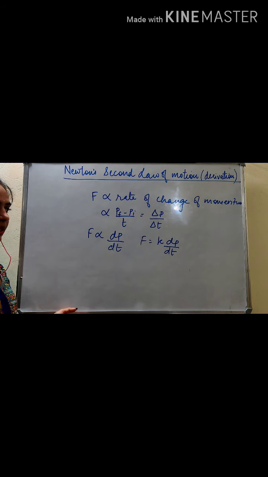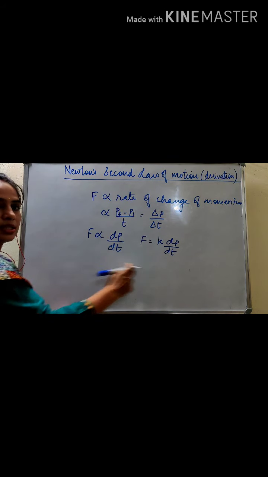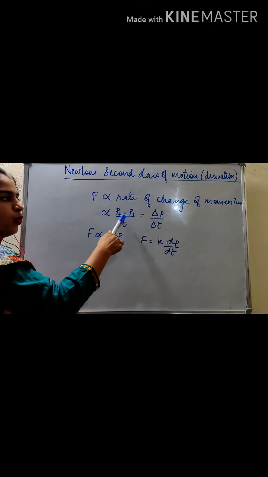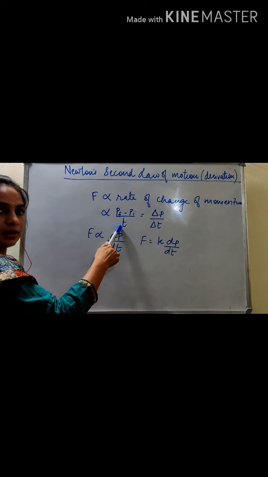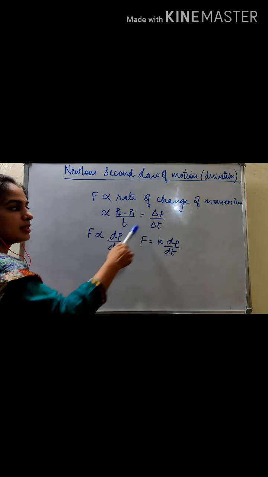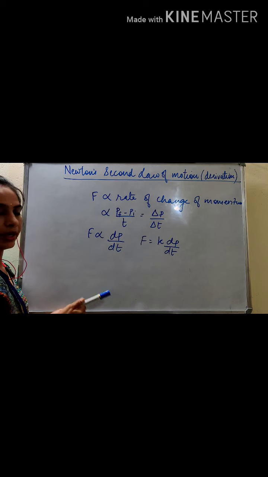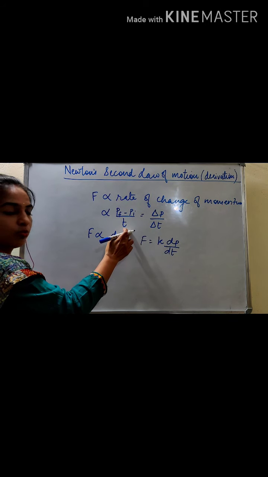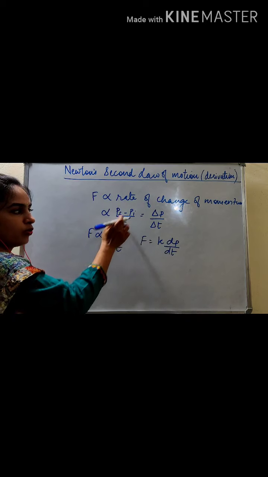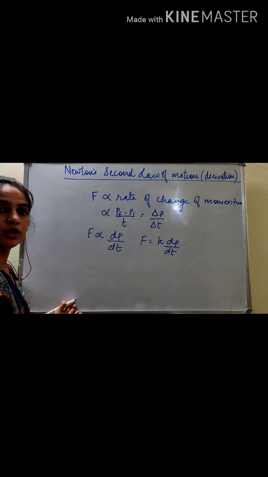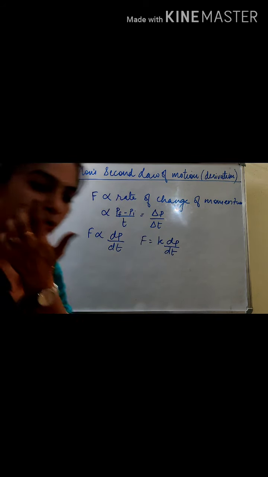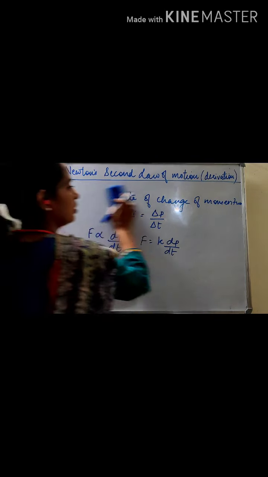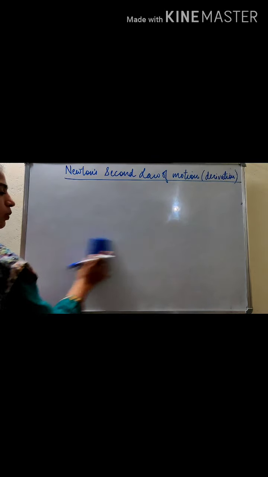The proportionality constant. Okay, so this is Newton's second law of motion, that whenever change in momentum takes place in some time t, this is directly proportional to the force applied. The rate of change of momentum is directly proportional to the external force applied. Okay. So today we have to do the derivation of Newton's second law of motion. Let's see the derivation of this equation.